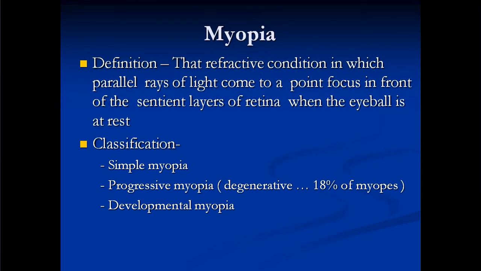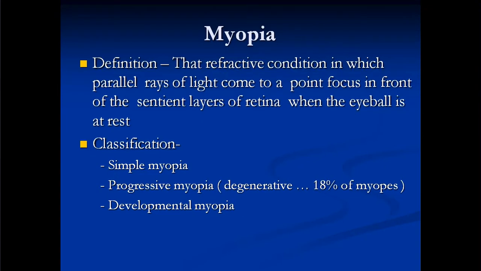Two terms you must understand. Sentient layer is nothing but the sensitive layer of the retina. Then eyeball at rest means no accommodation. Accommodation is not acting. So these two terms must be there in the definition of any refractive error. So once again, the definition of myopia is a condition wherein the parallel rays of light come to a point focus in front of the sensitive layer of the retina when the eyeball is at rest.